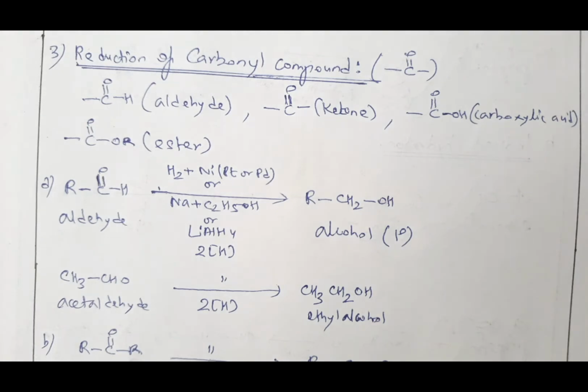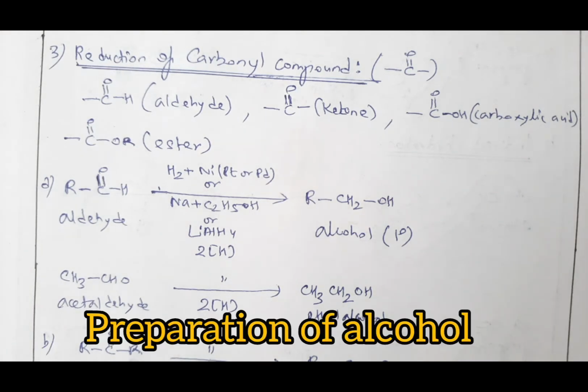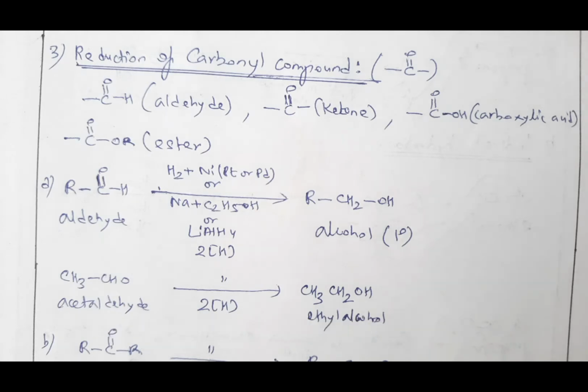So far, we have finished two preparations of alcohol in our previous video. From alkene, by three ways: direct hydration, indirect hydration, and hydroboration oxidation, in which A and B are important. And number two, from alkyl halide by reacting with aqueous KOH.